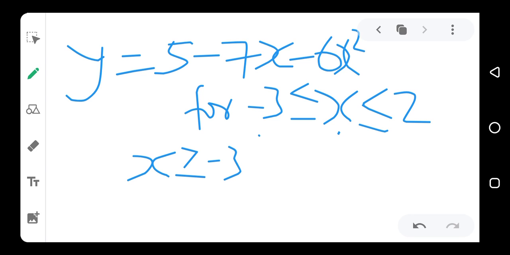Therefore, x is a number that is above or equal to minus 3. So we are starting with minus 3, and x is also a number that is less than or equal to 2. So we are ending with 2. The greatest number for x is 2, while the smallest number for x is minus 3. Now with this, we design our values for x.